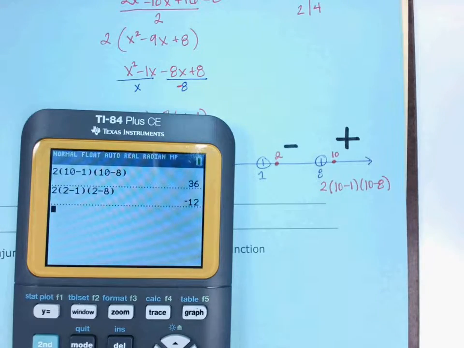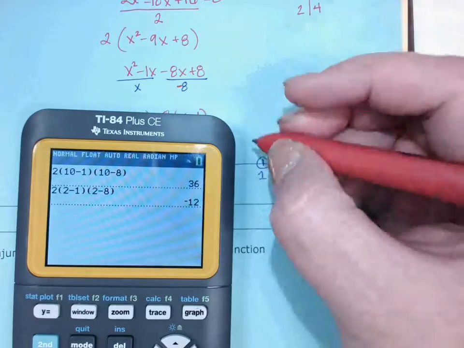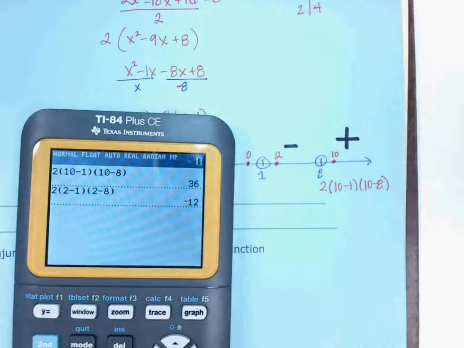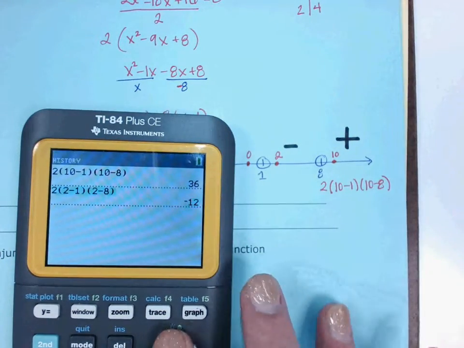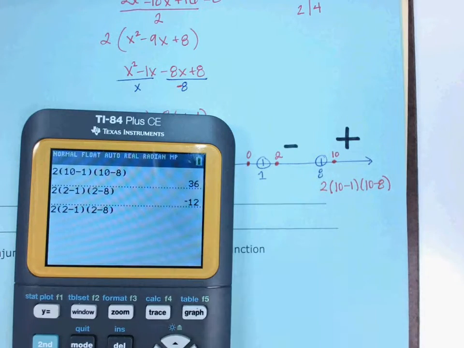Now I got to check a number smaller than 1. What could I pick? 0. Or negative 1. Doesn't matter. Okay, so I'm going to try out 0. So up, up, enter. Change my 2's to 0's.